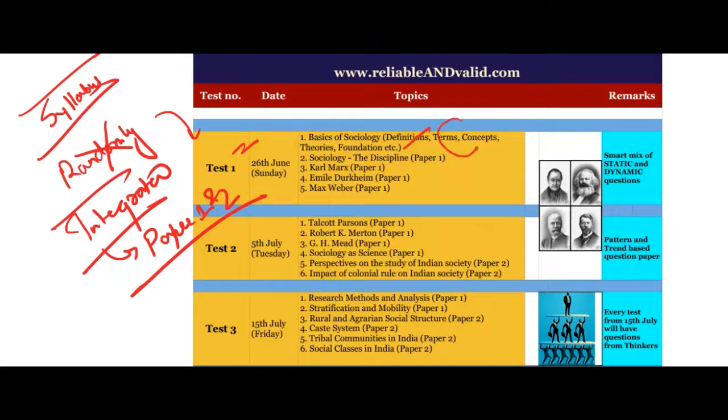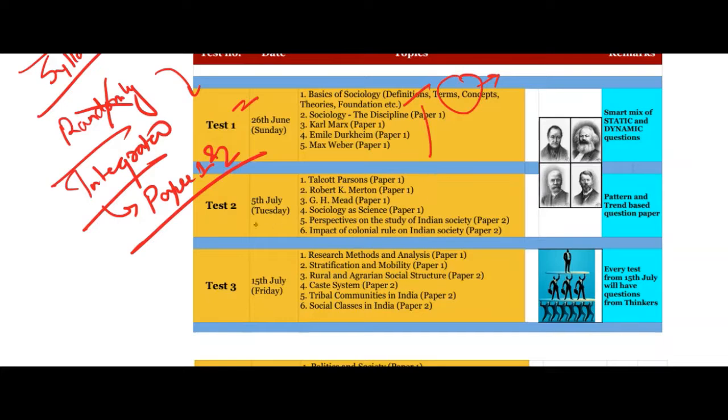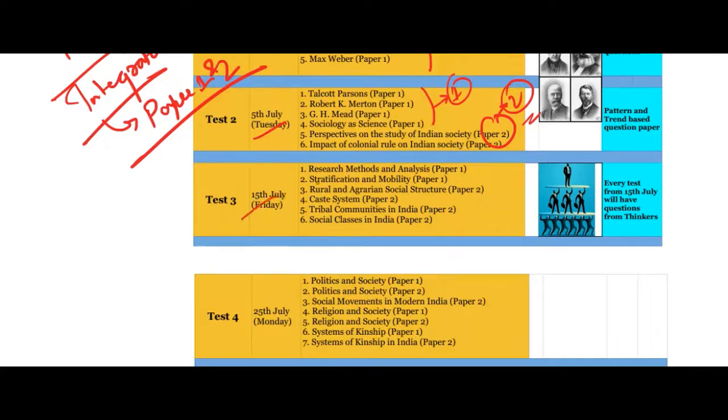This is not explicitly mentioned in your syllabus, but is extremely important. And then sociology, the discipline, and the first few thinkers. Test 2 is about the remaining thinkers of paper 1 and the thinkers of paper 2, because the concepts you have learned in paper 1, you should now be able to interlink with paper 2 thinkers also.